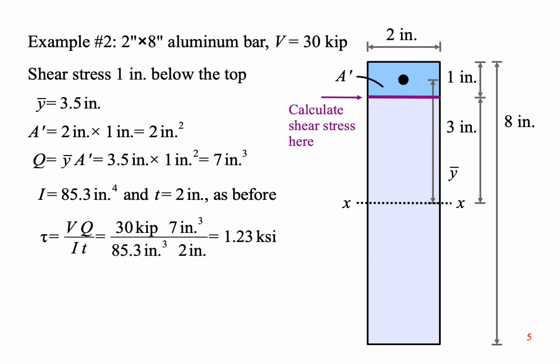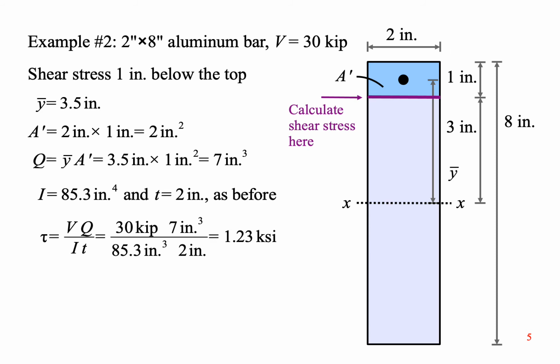Let's take the same beam, but calculate the shear stress somewhere else. If we pick a location 1 inch below the top of the beam, then the distance from the neutral axis to the centroid of A prime is 3.5 inches. Y bar is bigger than before, but A prime is much smaller, so Q is also smaller.